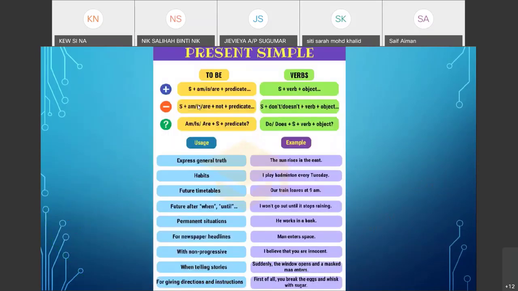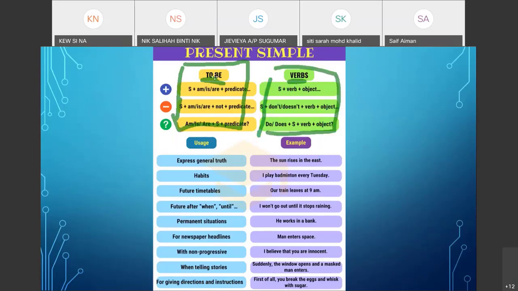Okay, so next is how to write the simple present tense. There are two situations. To be: is, am, and are here. And another is the verb. So if you want to write the simple present tense using am, is, are, or verb, these are the formula. So let us look at them one by one.